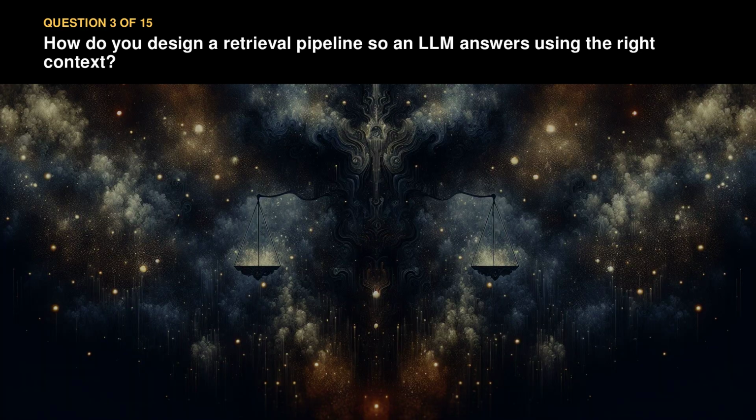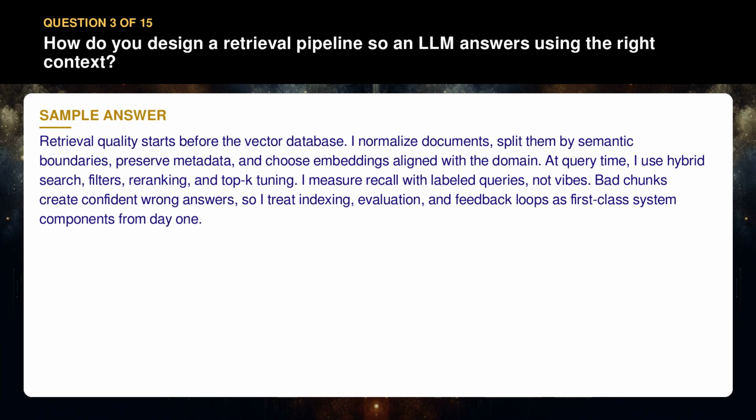Question 3. How do you design a retrieval pipeline so an LLM answers using the right context? Retrieval quality starts before the vector database. I normalize documents, split them by semantic boundaries, preserve metadata, and choose embeddings aligned with the domain. At query time, I use hybrid search, filters, re-ranking, and top K tuning. I measure recall with labeled queries, not vibes.